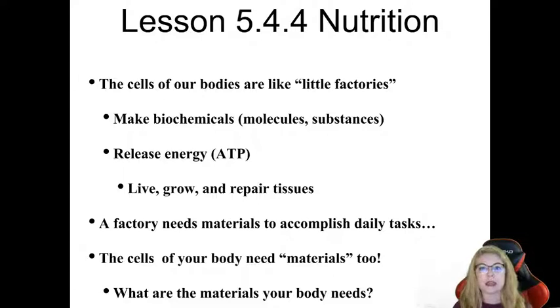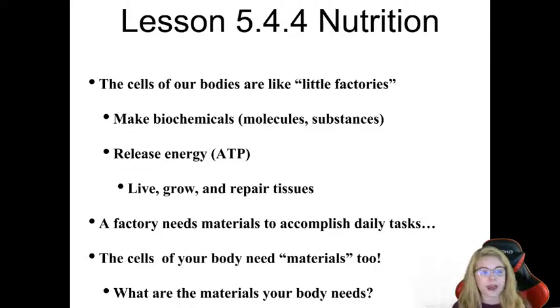So we can think of cells as little factories that have a bunch of different tasks to accomplish. Things like making biochemicals, the different molecules and substances that our body needs, or releasing energy in the form of adenosine triphosphate, known as ATP. We need that energy to live, to grow, and to repair tissues. Every time you get a cut, you need energy, and you need your cells to undergo mitosis, which we also studied this year, to repair that cut and to make new healthy tissue form. And as you go through puberty and your bones are growing and your skin is stretching and everything on you is growing and multiplying, this requires those factories to be doing a lot of work.